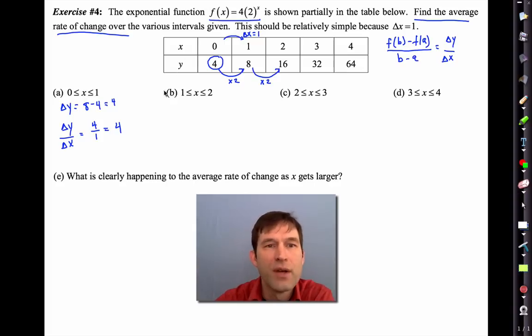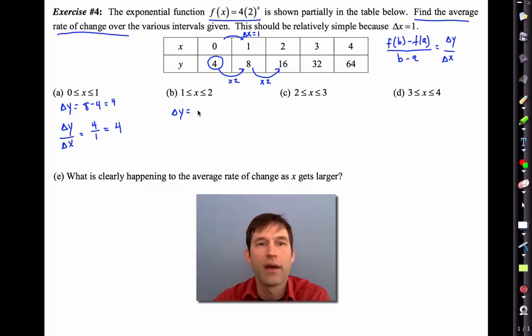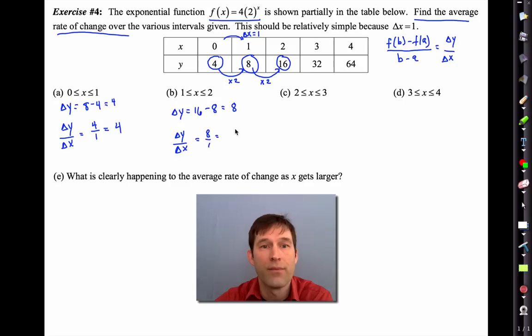All right, let's take a look. Should be pretty easy for letter B. From 1 to 2, we can look at this y value and subtract this y value, so 16 minus 8. Or you can just think about what you have to add on to this y value to get to that one. Delta y is 8. That also means the slope, or the average rate of change, is also 8, because it's 8 divided by 1, or 8. Now, for the next one, we've got delta y equals 32 minus 16. So delta y is going to be 16, and that will also be our average rate of change.